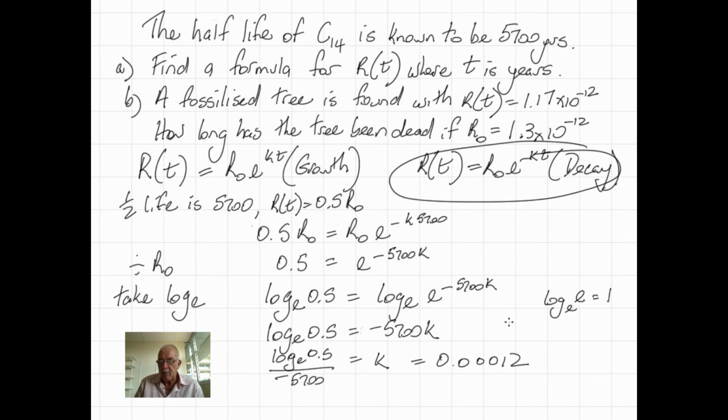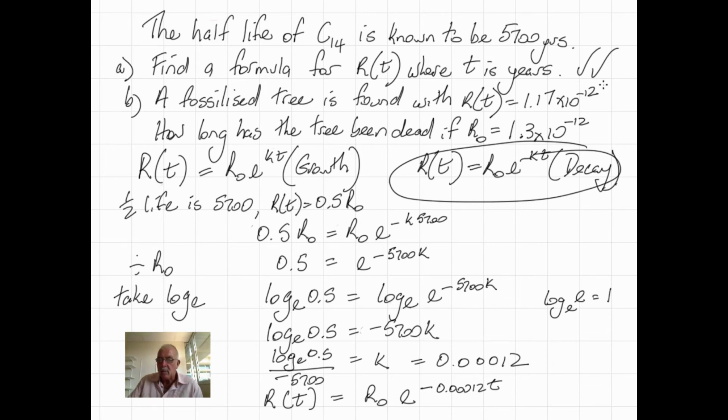Be very careful with that. This is the model that we're working on. So we've got R(t) equals R0 e to the minus, and don't forget it's e to the minus k, and we've worked out that k is equal to 0.00012, so e to the minus 0.00012 t. So that's my formula. So we've done part A, find a formula for R(t) in terms of t.